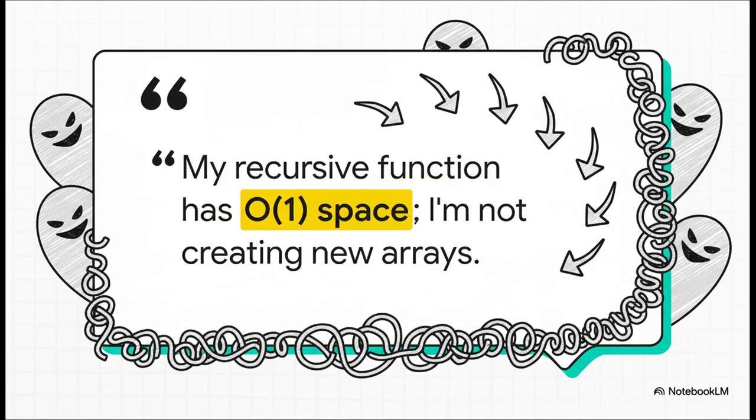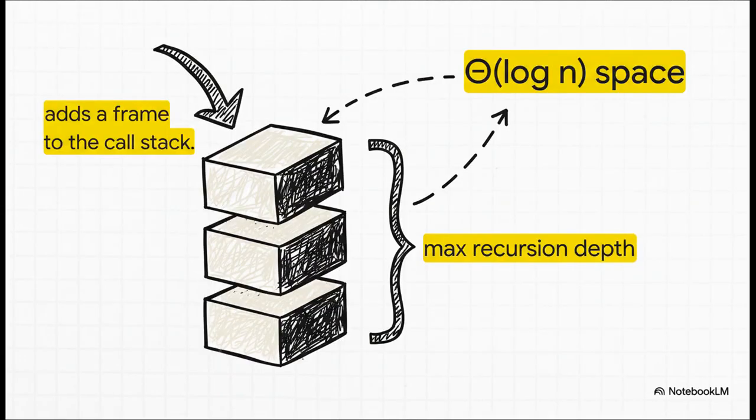You write this elegant recursive function, you're not making any new arrays or lists inside it, so you confidently say, yep, O of 1 space complexity, constant space. But you've forgotten about a major hidden cost. And that hidden cost? It's the call stack itself.